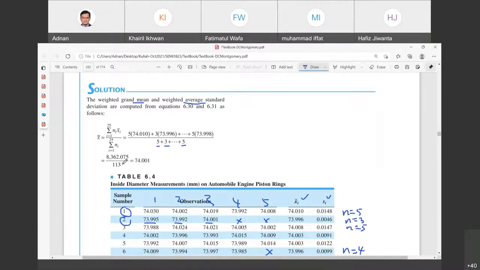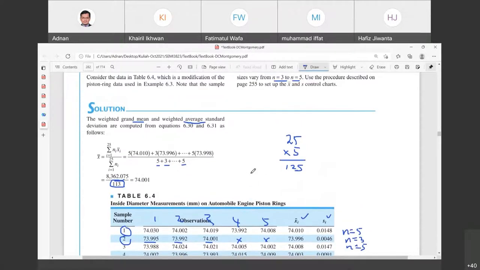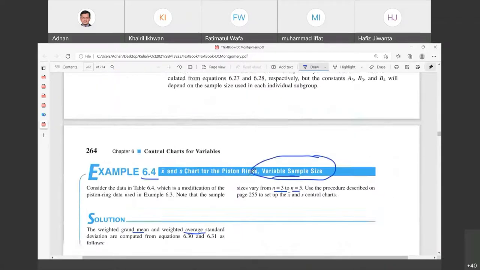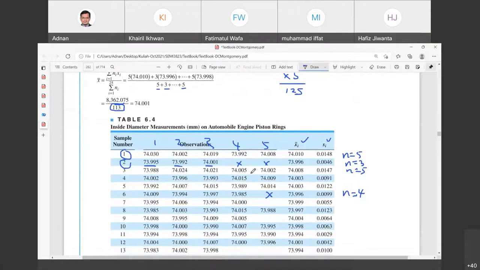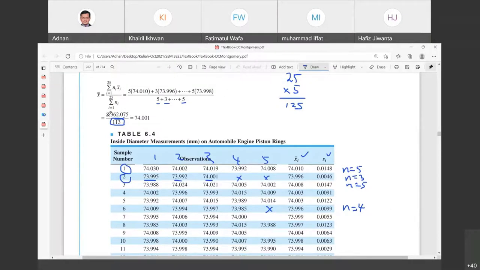So now the total number of samples we have taken is only 113. Earlier it was 25 multiplied by 5, originally 125, but now the remaining is only 113. The summation and the total are also different now. So we get a new center, but luckily the center is the same. Just for the sake of example, they give you the same number, 74.01, to make it easy. But anyway, the procedure is important here. We just follow the procedure. We have to calculate the total based on what we have.